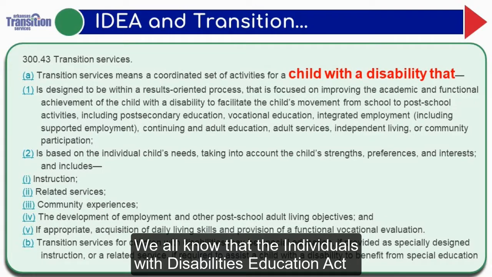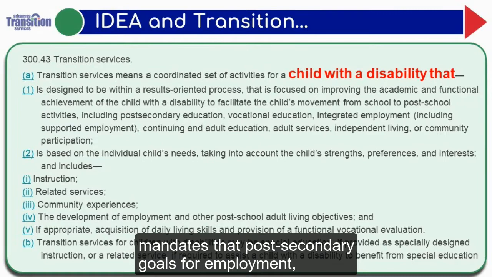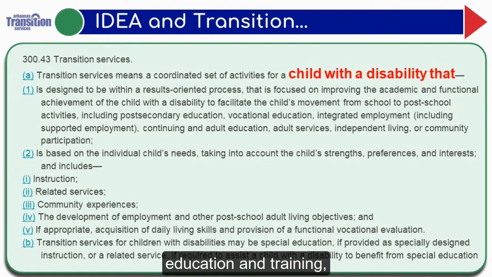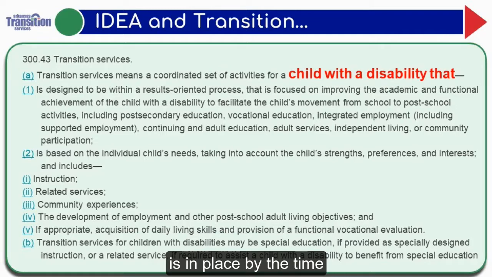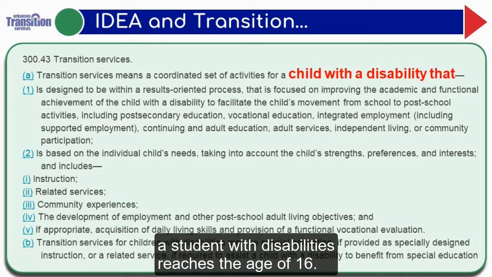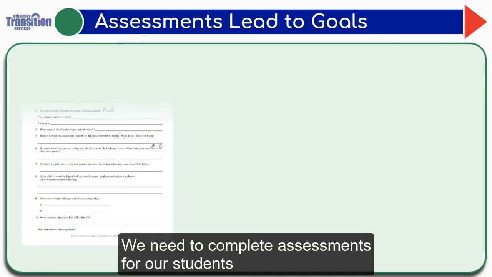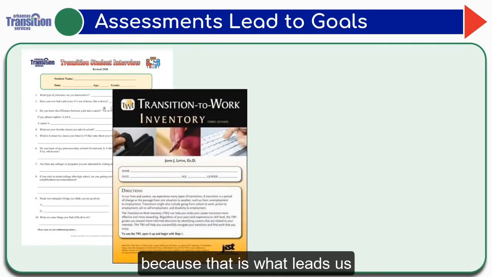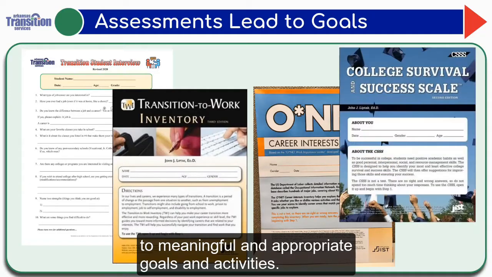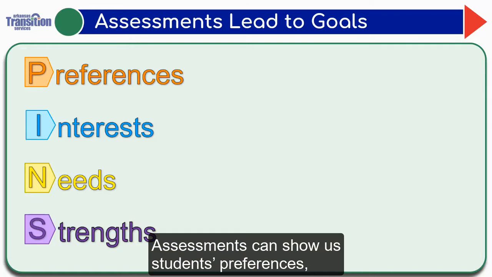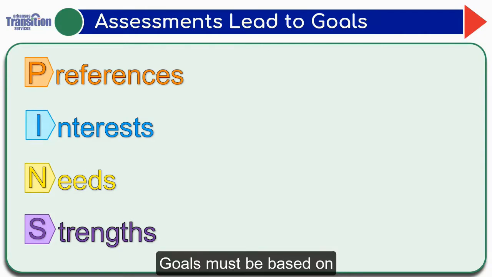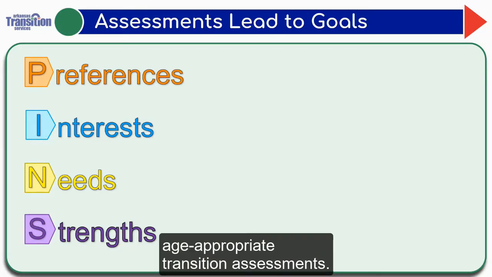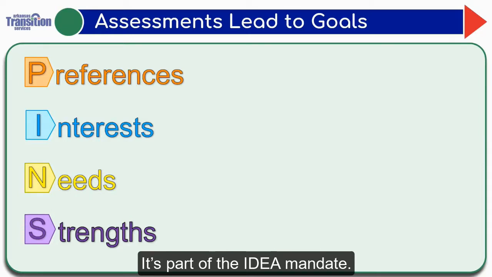We all know that the Individuals with Disabilities Education Act mandates that post-secondary goals for employment, education and training, and independent living as needed are established, and a plan for working towards those goals is in place by the time a student with disabilities reaches the age of 16. We need to complete assessments for our students because that is what leads us to meaningful and appropriate goals and activities. Assessments can show us students' preferences, what they are interested in, where they have needs, and what their skills are. Goals must be based on age-appropriate transition assessments. It's part of the IDEA mandate.